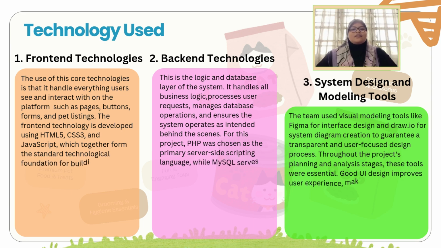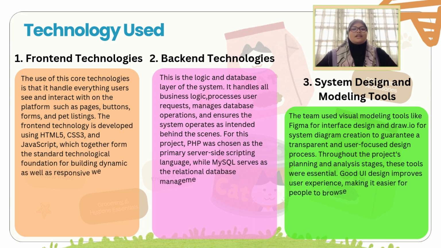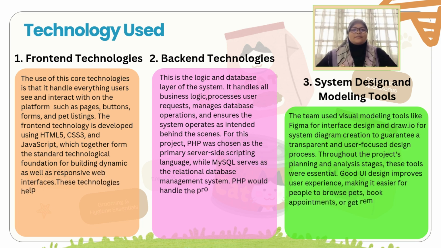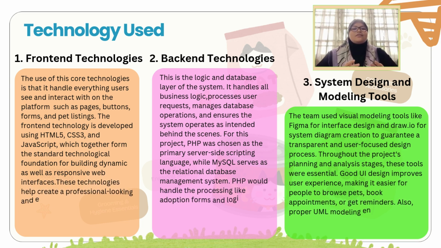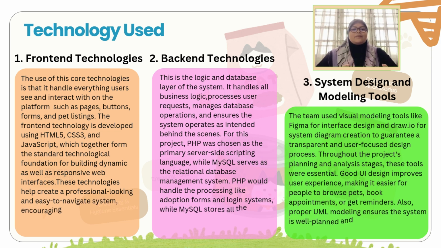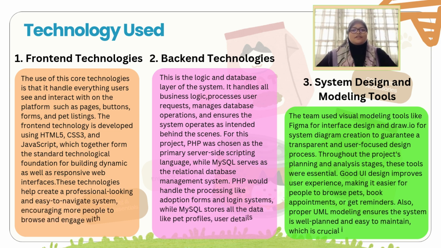The front-end technology is developed using HTML5, CSS3, and JavaScript, which together form the standard technology foundation for building dynamic as well as responsive web interface. For a public-facing platform like a pet adoption system, first impression matters the most. This technology helps create a professional-looking and easy-to-navigate system, encouraging more people to browse and engage with adoptable pets.